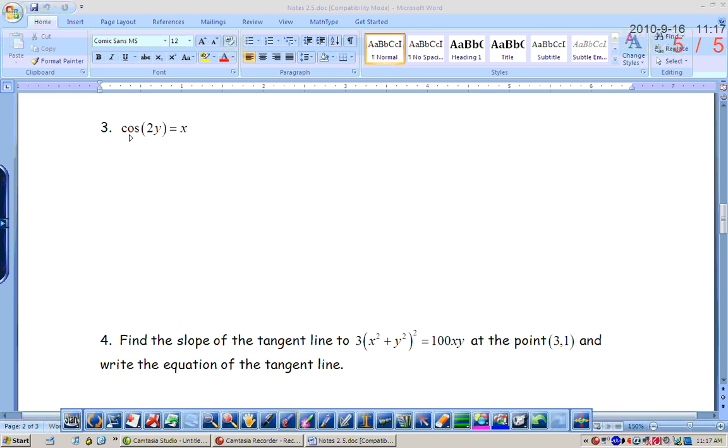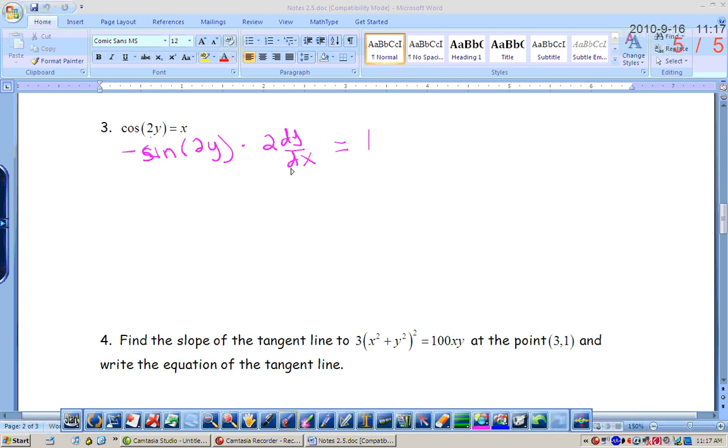So if I want to take the cosine of 2y, what rule am I going to use? The chain rule. Okay, what's the derivative of cosine? Negative sine 2y times what? 2 dy dx. Good. Okay, so the derivative of cosine was negative sine. You always keep the same argument, and then the derivative of the argument, or the derivative of 2y, is 2 dy dx. Equals what? 1.